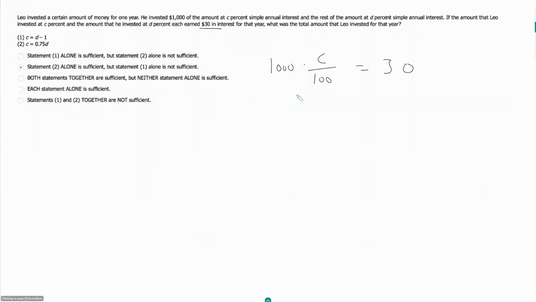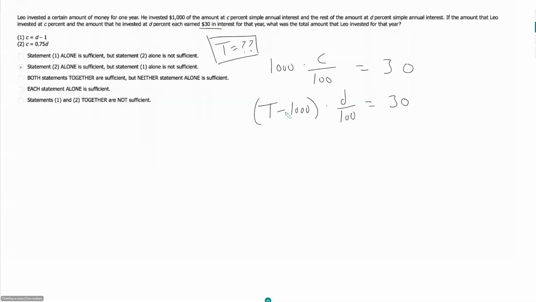And then the rest of the amount, so what would the rest of the amount be? We can think of that as the total amount minus 1,000, so something like T minus 1,000. And that is at D over 100, because D%, and that also earned $30. And then we want to find T, the total amount he invested.